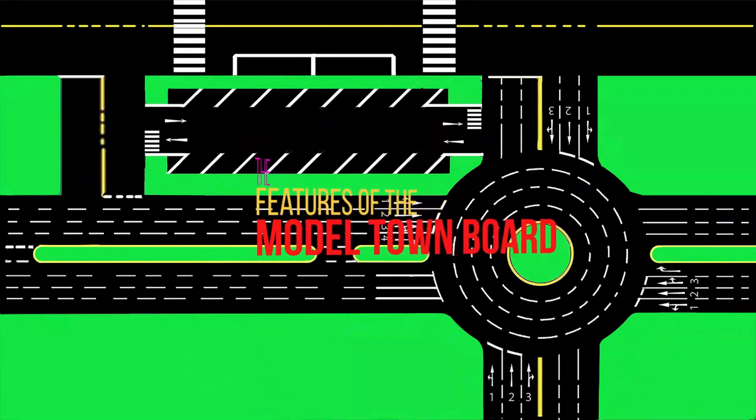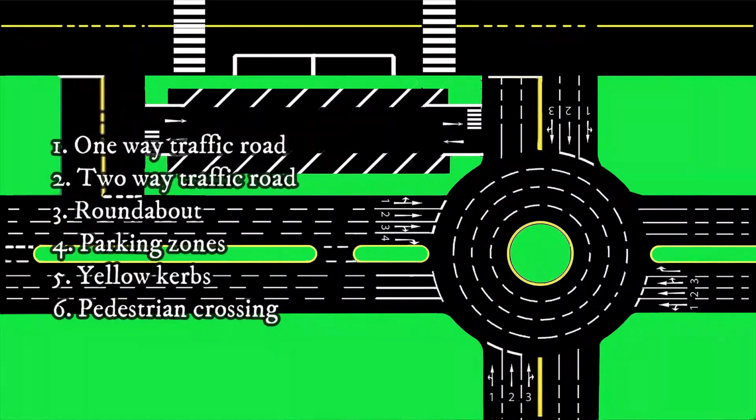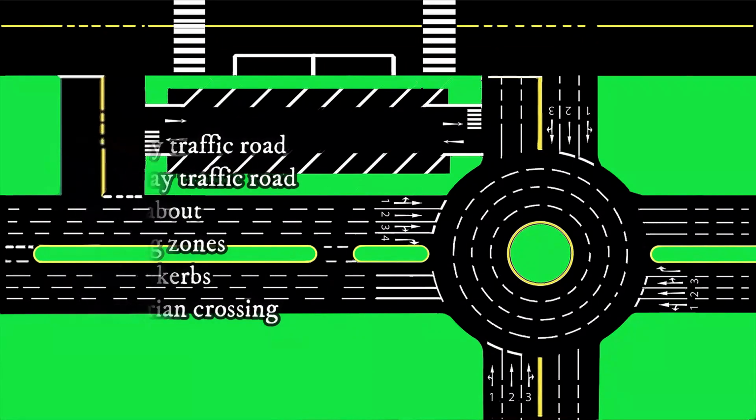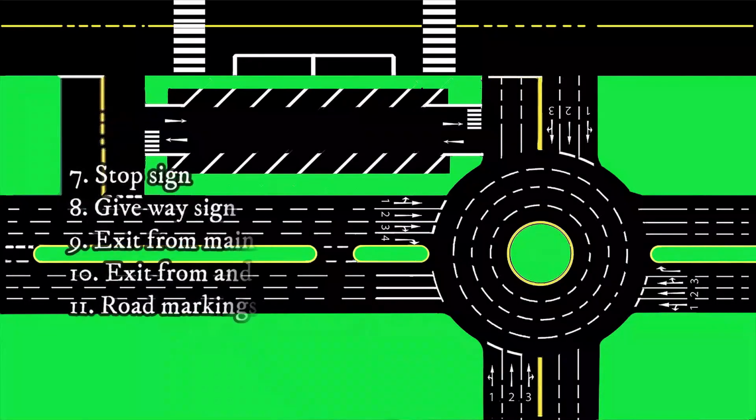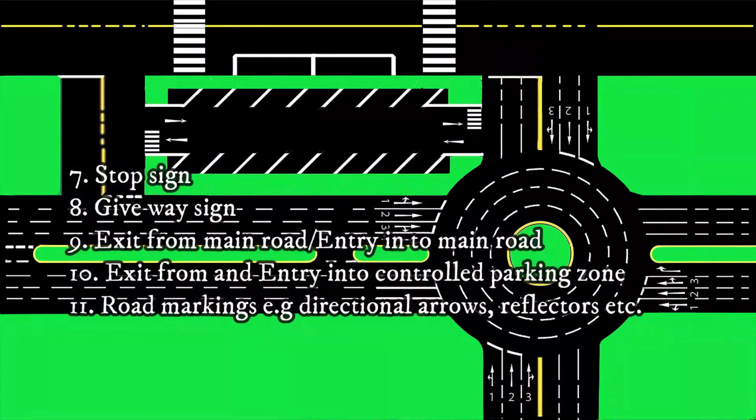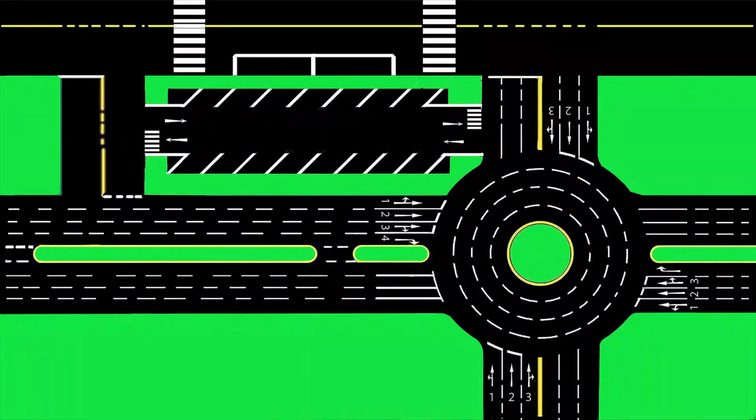These features are: 1. One-way traffic road, 2. Two-way traffic road, 3. Roundabout, 4. Parking zones, 5. Yellow cabs, 6. Pedestrian crossing, 7. The stop sign, 8. Give-way sign, 9. Exit from the main road, entry into the main road, 10. Exit from controlled parking zone or entry into controlled parking zone, and 11. Road markings, e.g. directional arrows, reflectors, and others.